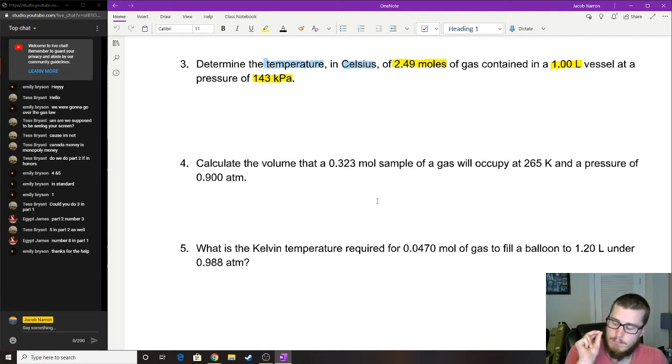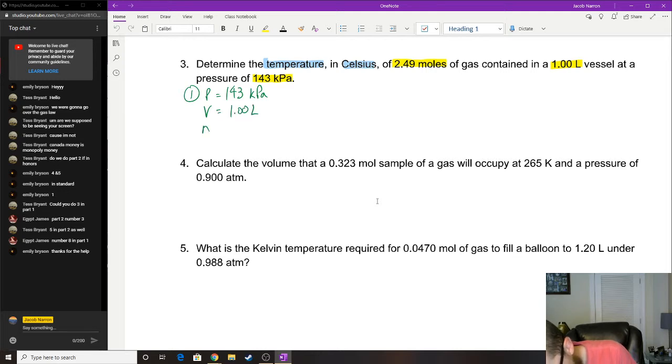Whenever you guys see moles, that's a big flashing light saying you need to use ideal gas law. And so the same is true here. We're going to use ideal gas law. So with that in mind, I know the sorts of things that I'm going to be looking for. So P, did they give it to us? Yes, they did. 143 kilopascals. V, did they give it to us? Yes, 1.00 liters. N, 2.49 moles.